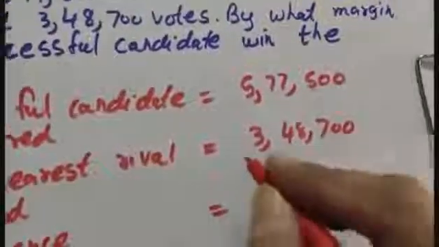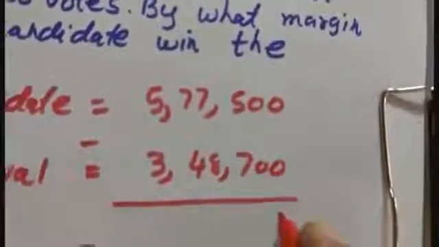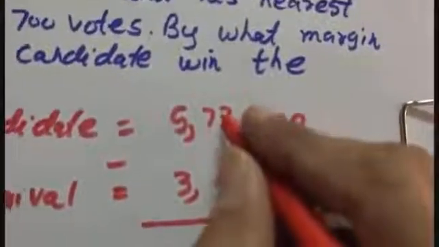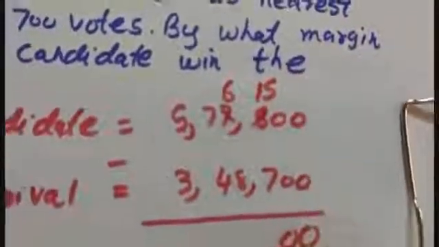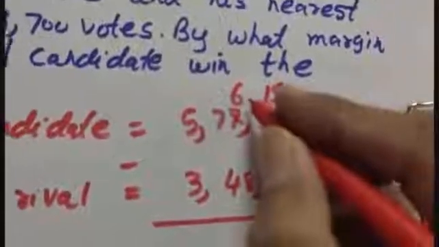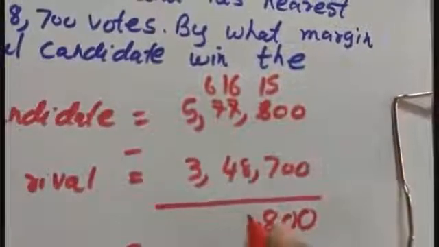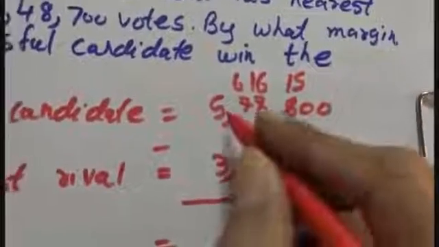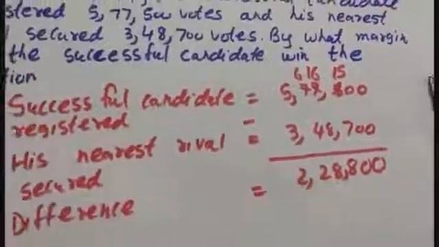Now difference equals how much? So we will subtract. Okay, this is 0, this is 0. We can't subtract 7 from 5, so we will borrow from here. Instead of 5 we will write 15. 15 minus 7 will be 8. 6 and here it is 8, so again we have to borrow. This will be 16. Okay, 16 minus 8 will be 8, and 6 minus 4 will be 2, and 5 minus 3 will be 2. So 2,28,800.